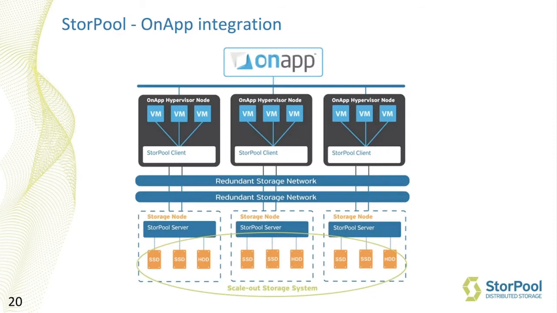So in terms of OnApp integration, something very similar to the previous diagram we had. You have the OnApp controller on the top, a management network, and OnApp hypervisors in the middle. In each one of them, you have virtual machines that use the StorPool client, which is basically a block device driver, then a redundant storage network, and then a number of servers.